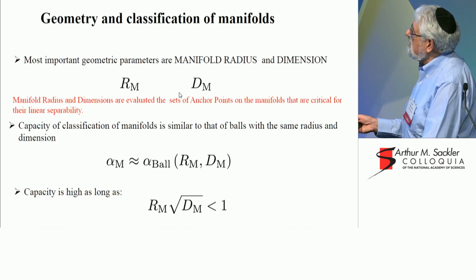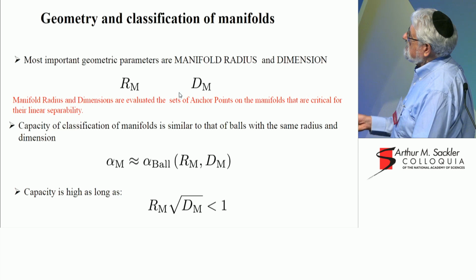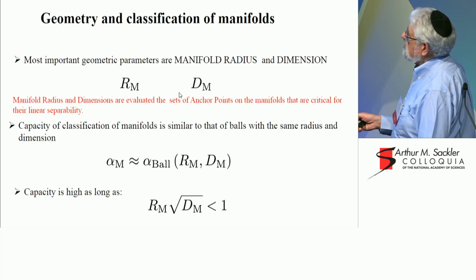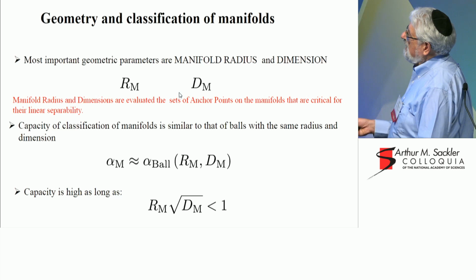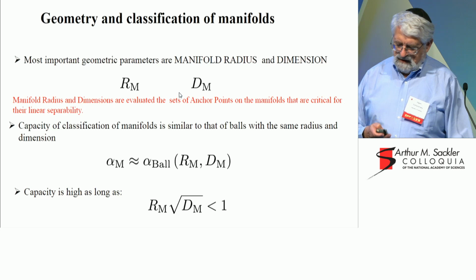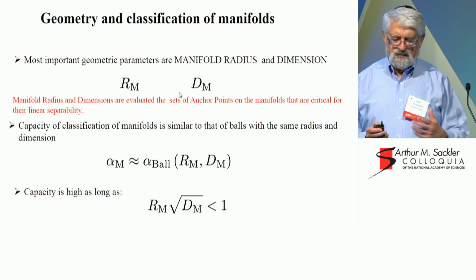And furthermore, we can say that in general, the region between high capacity and low capacity is determined by the ratio, by the radius times the square root of dimension. So basically, we have here a scaling law which tells us if this product is substantially lower than one, then the manifolds are unentangled because their capacity to separate them is high. If they are on this side, then they are tangled and the capacity to separate them is very low. So that's basically the output of such theory.